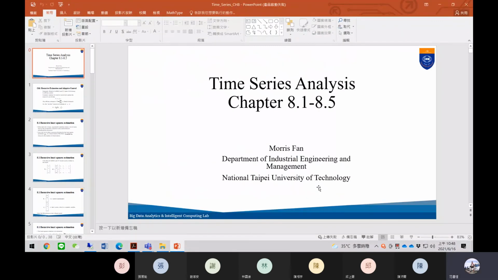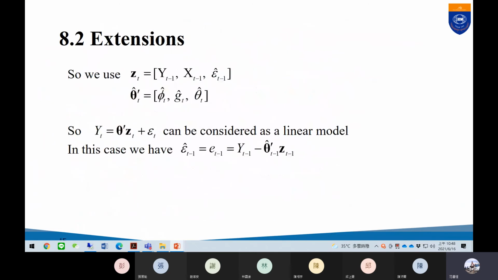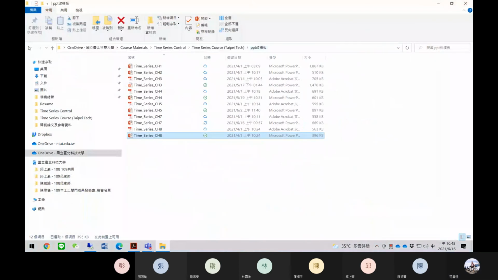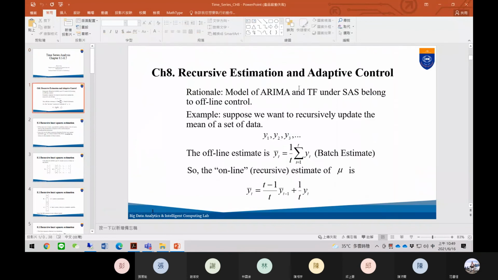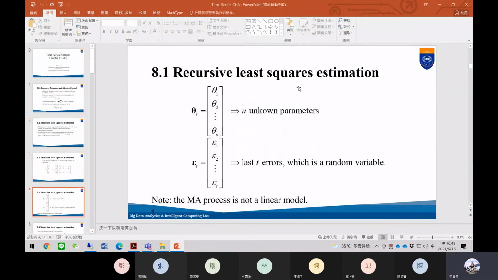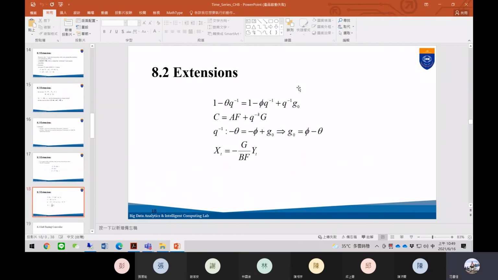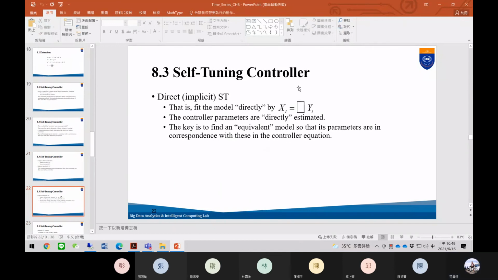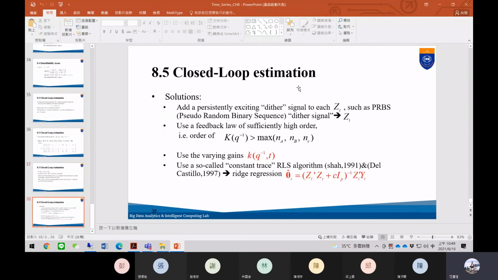How many pages? 38. Yeah, I don't think we have time, since this is the recursive least squares, the self-tuning controller. There are way too many pages to cover in one hour. Okay, that's good enough. I'm going to skip chapter A.